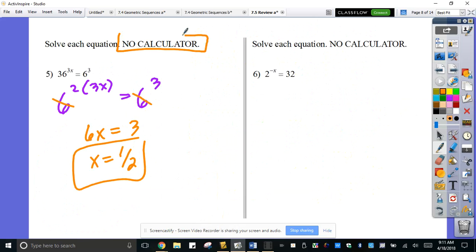Again, take note, this is a no calculator portion on your test. 2 to the negative x, I know the 32 is the same thing as 2 to the fifth power, because 2 times 2 times 2 times 2 times 2 is going to give us 32. So they have the same base now, so negative x equals 5, therefore x equals negative 5.